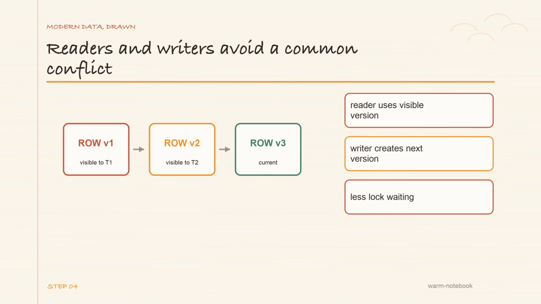With the previous step in place, the next piece becomes easier to see. Because a reader can keep using an older visible row version, it usually does not block a writer creating a newer version. The writer also does not force the reader to switch views halfway through its statement. This is the part that usually makes the whole concept click.